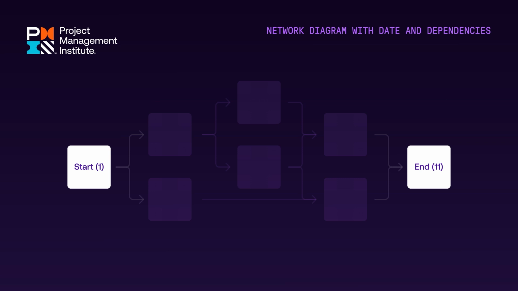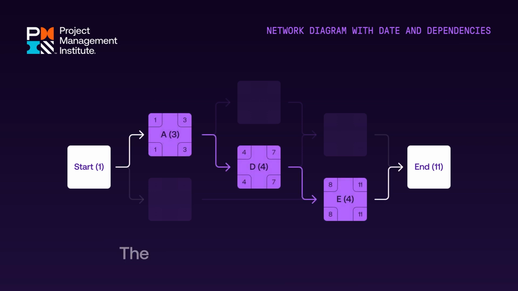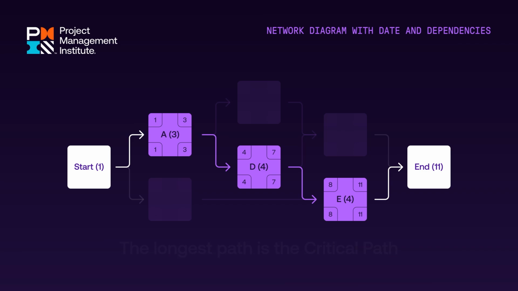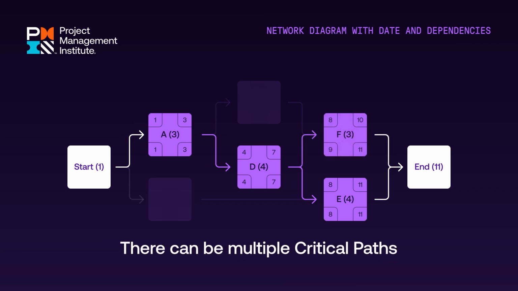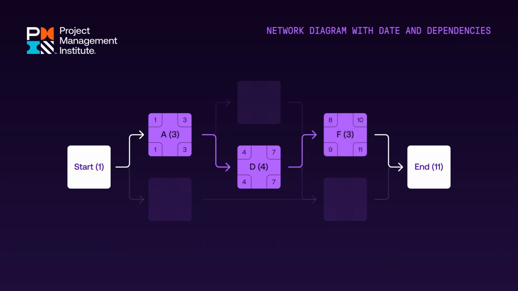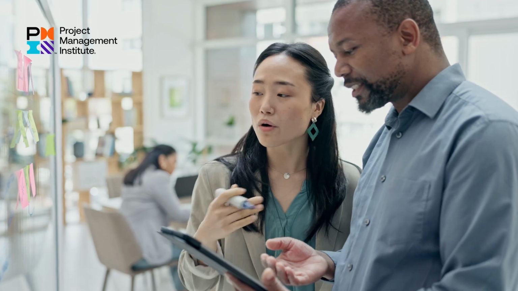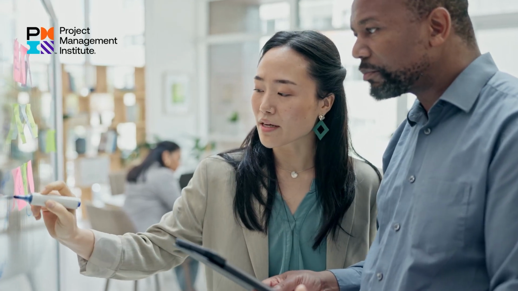By adding up the durations of the various paths, the path with the longest duration is known as the critical path. Remember, though, that there can be multiple critical paths. If the length of other paths are very close in length to the critical path, those are identified as near critical paths, and will require monitoring by the project manager so they do not also become a critical path.